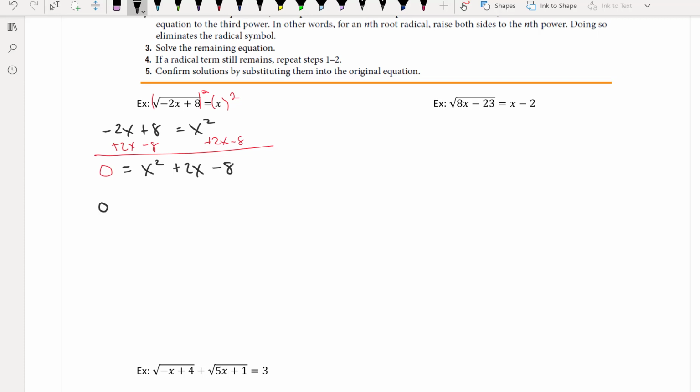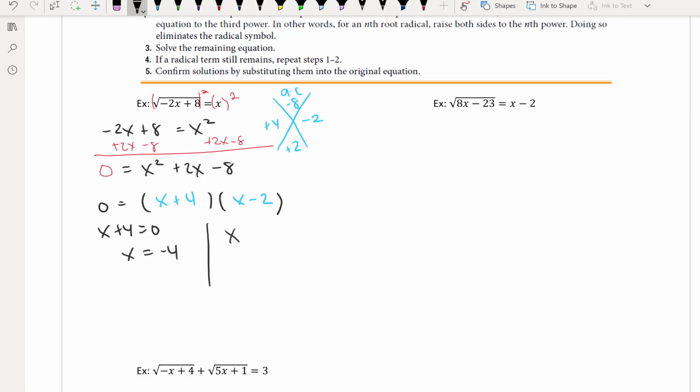So then from here, I'm going to go ahead and factor. And again, if students like the AC method, that is totally fine. A times C would be negative 8. My B is a positive 2. So that's going to be a positive 4 and a negative 2. So I'm going to have x plus 4 and x minus 2. So I'm going to have x plus 4 is equal to 0, so x is equal to negative 4. I'm going to have x minus 2 is equal to 0, so x is equal to a positive 2.